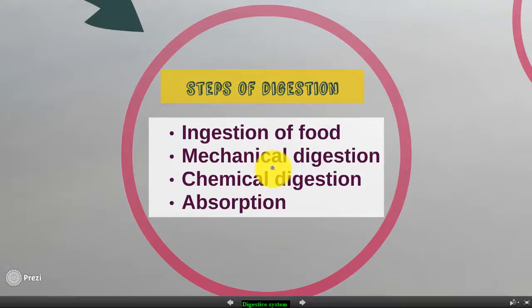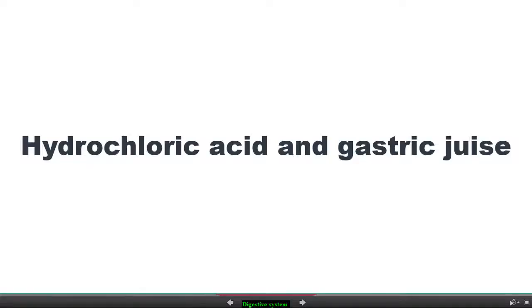Now, the third step is chemical digestion. As you watched in the video, mechanical digestion starts in the mouth and continues up to the stomach. Chemical digestion starts in the stomach and ends in the small intestine. You can define this step from its name: chemical digestion. There should be some chemical substances in order to break down those particles or nutrients into smaller particles. These chemical substances are hydrochloric acid and gastric juice.